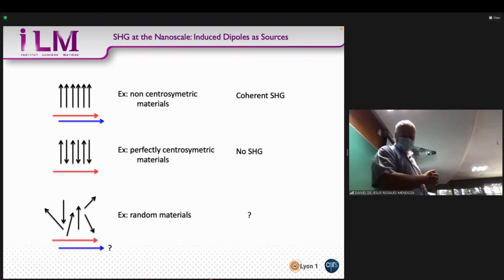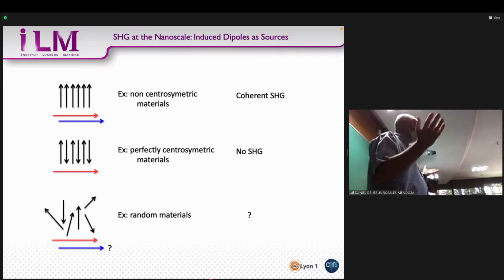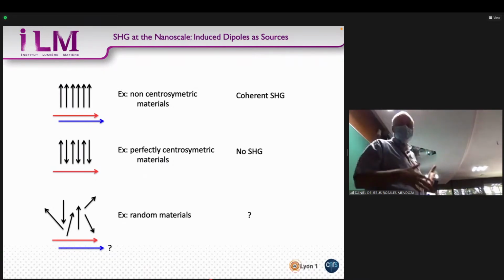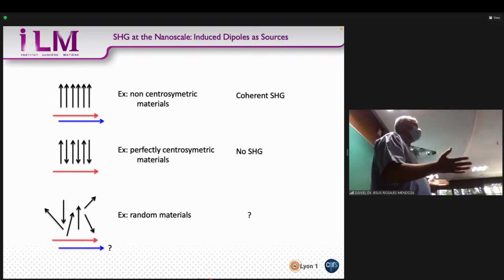If we go to the second drawing, you see it's a perfect alignment of up and down dipoles. It is fully centrosymmetric. This is perfectly centrosymmetric. Therefore, there is no SH. That's why there's no blue arrow at the bottom. There can't be any second harmonic there. And that's what we usually learn when we do macroscopic second harmonic. You can't do that in centrosymmetric material.